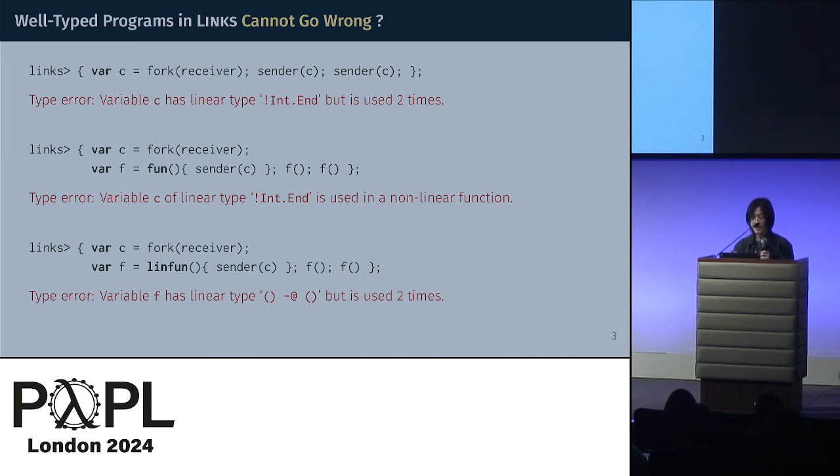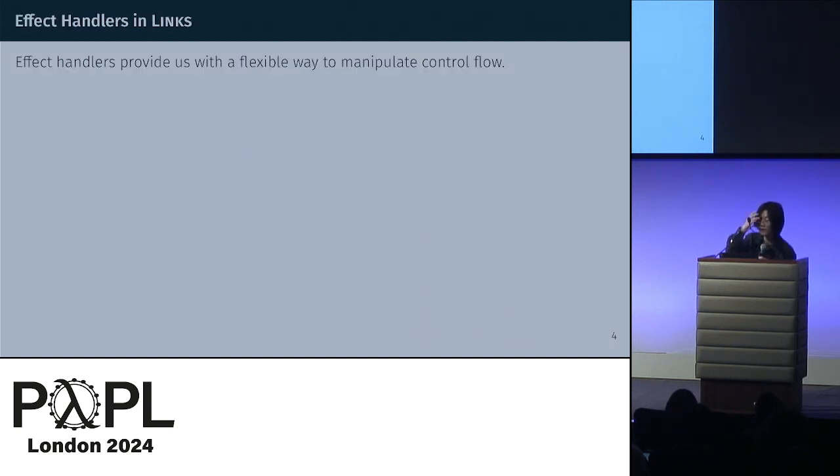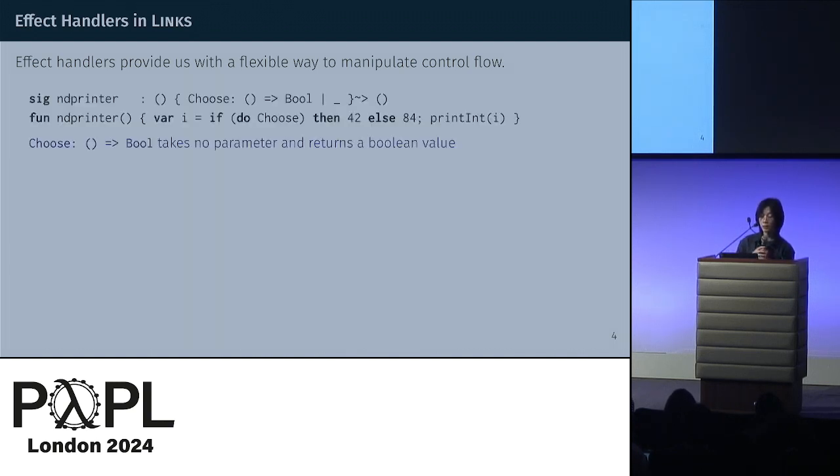So, well, yeah, it is very hard to break safety of linear types, but it is not impossible with the help of effect handlers, which give us a very flexible way to manipulate the control flow. For example, we can write a non-deterministic printer. It uses the choose operation to decide whether to print 42 or 84. And in the function type, we have an effect type, which contains the operation label choose and its signature unit to bool, which means this operation takes no parameter and returns a Boolean value.